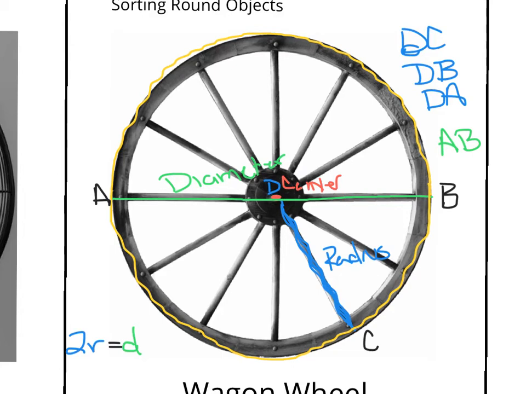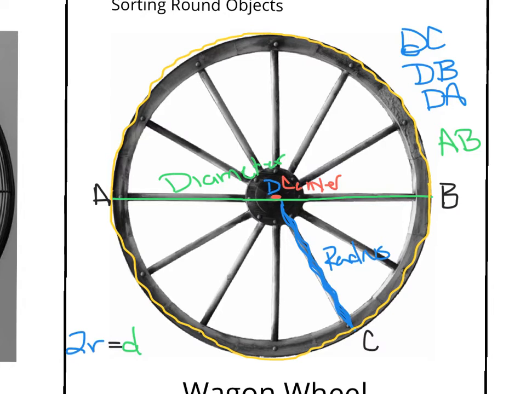But remember that the letter order could be either way. So it could be CD, BD, AD, or BA. The order doesn't matter as long as you have both letters. Okay? So that is the parts of a circle: center, radius, diameter, and circumference.